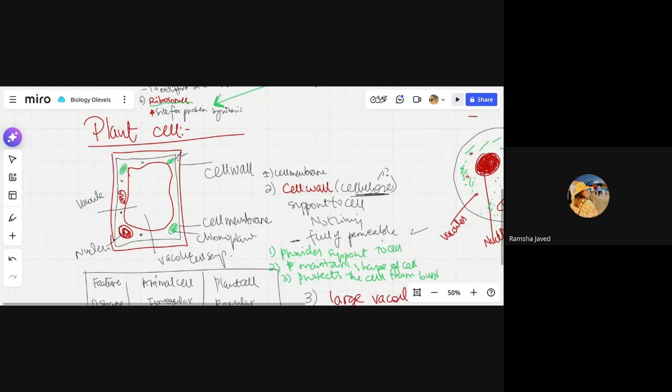I'm going to write down one word for you. That is, it maintains the turgor pressure of the plant. Maintains the turgor pressure of the plant. Any one of you who knows what is this turgor pressure? What is this?